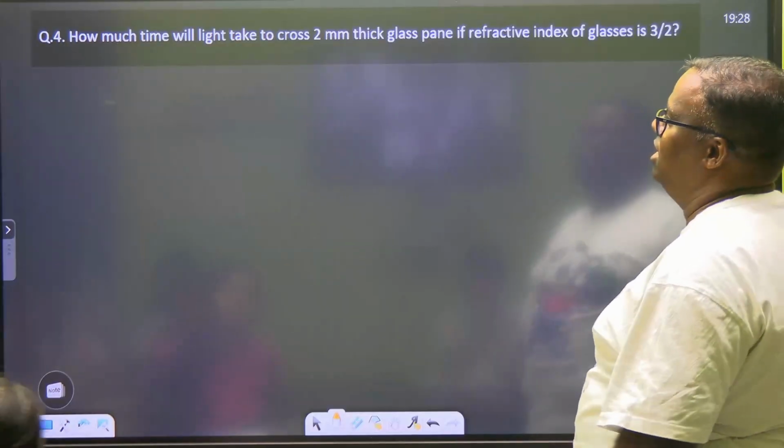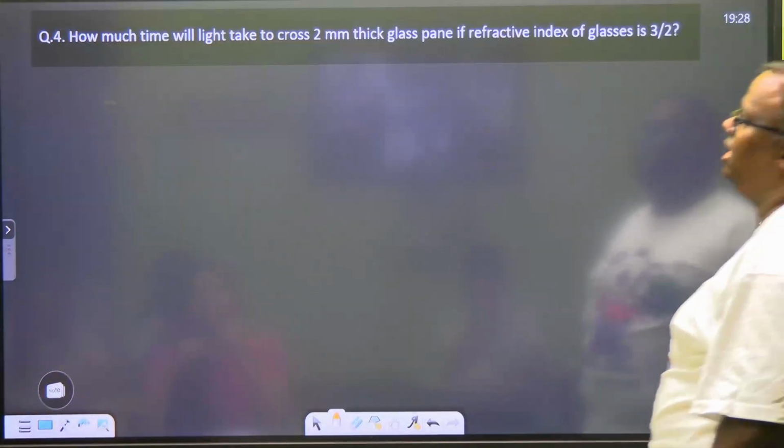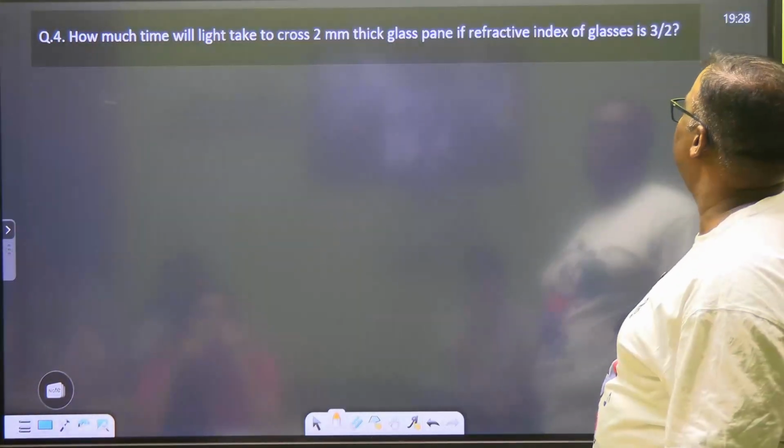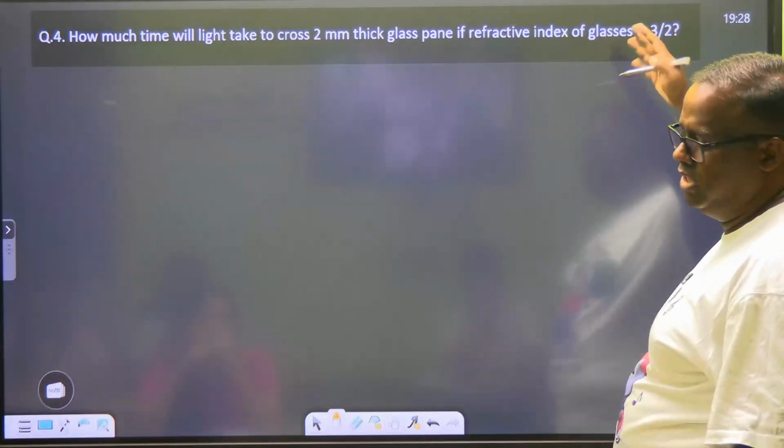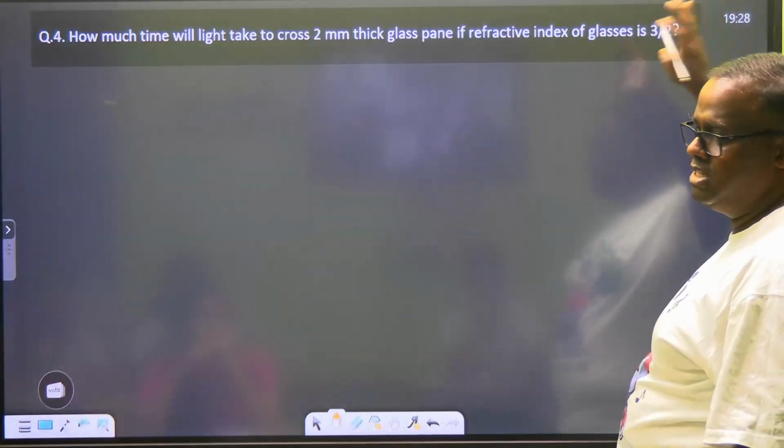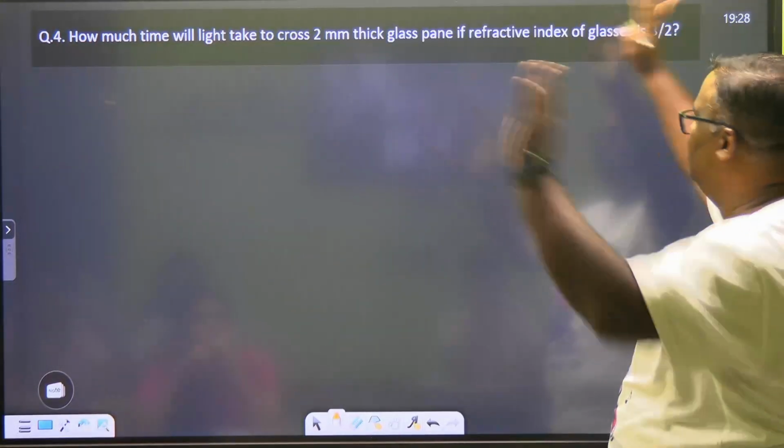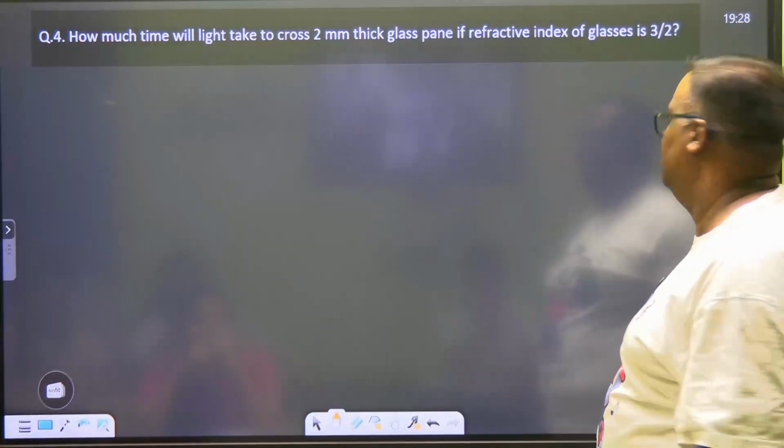Now we will see. How much time will light take to cross a 2 mm glass plate? Okay. Oh, this problem is not there for you because this is a previous case. Thickness, you don't know how to do. Leave this problem. Okay, next.